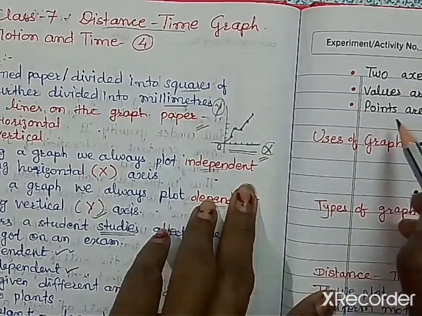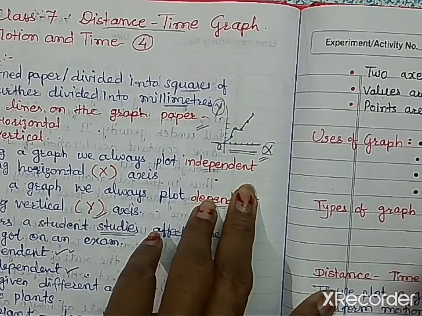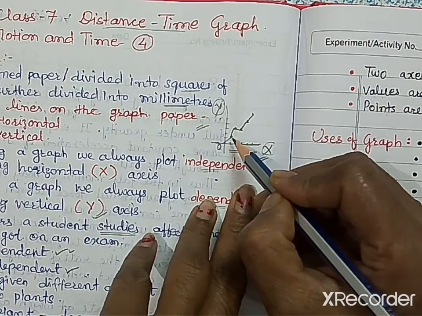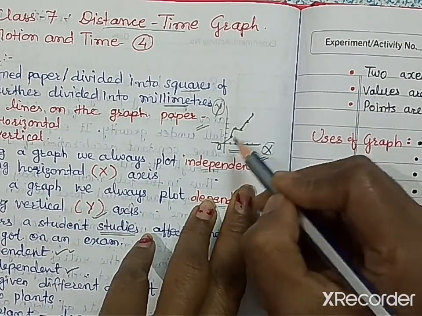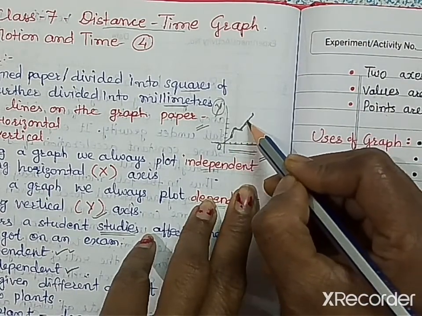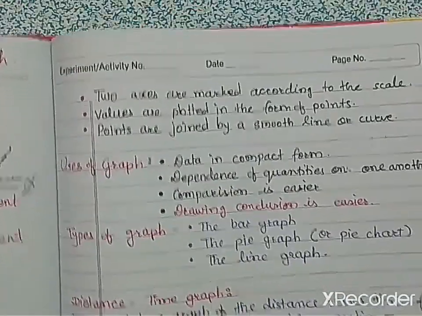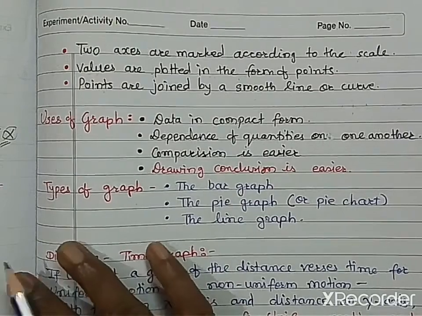Okay, and afterwards these points are joined by a smooth line or curve. Now here all the points 1 2 3 4 5 are there, and we join them with a curve or a straight line. Okay, so in this way we plot a graph on the graph paper.